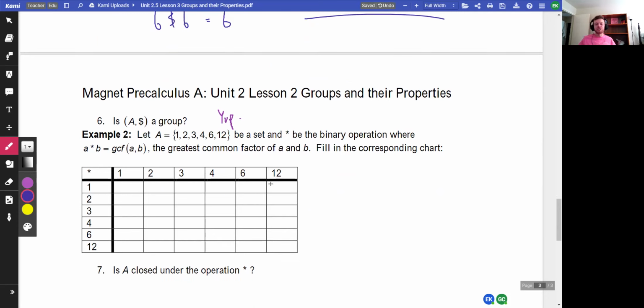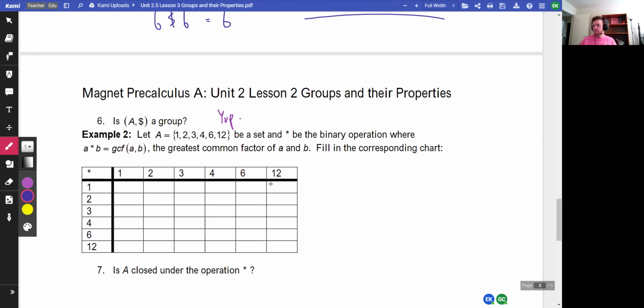What do we have here? GCF. Greatest common factor of the two things. Is this a group? And if so, is it an abelian group? Want to tackle this chart out together? Sure. I'll start bottom right. You start top left.